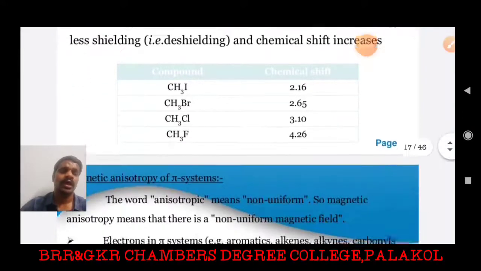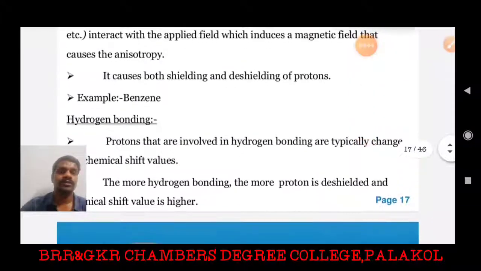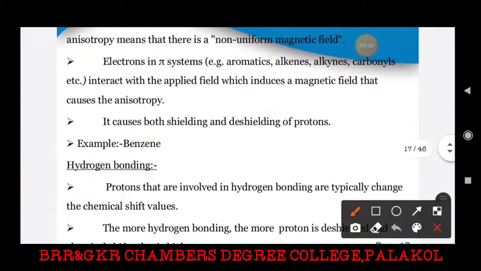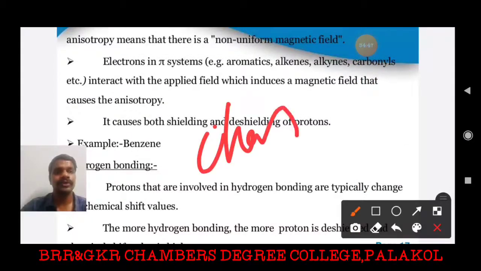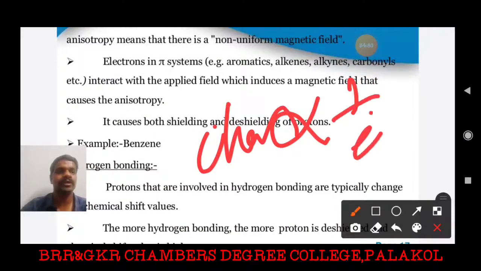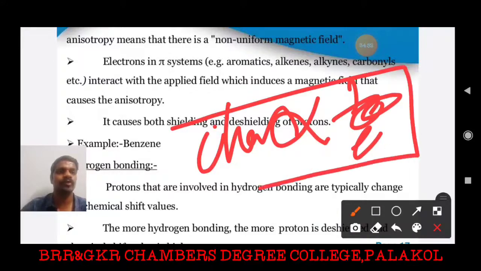Finally, all these points are simply noted as one point, that is, chemical shift value is inversely proportional to electron density. So this is the most important point. All the factors are explained on the basis of this concept. So this is about chemical shift, what is chemical shift, and which factors will affect the chemical shift.